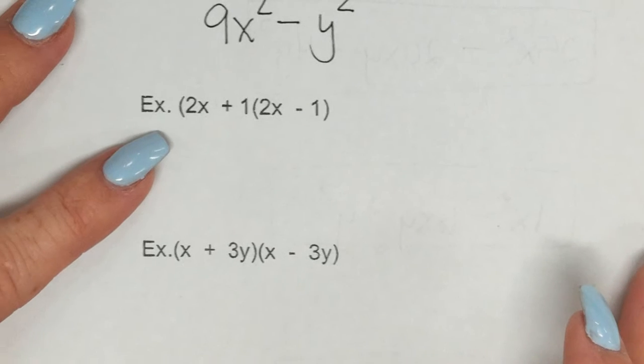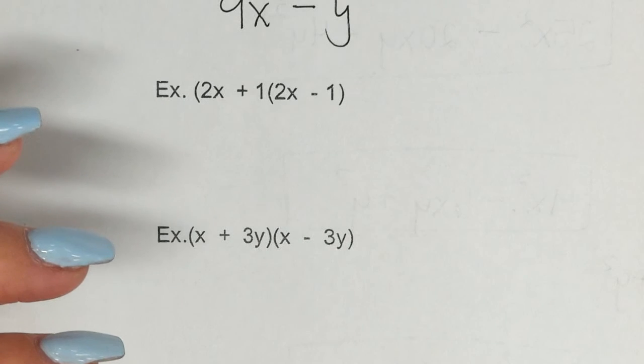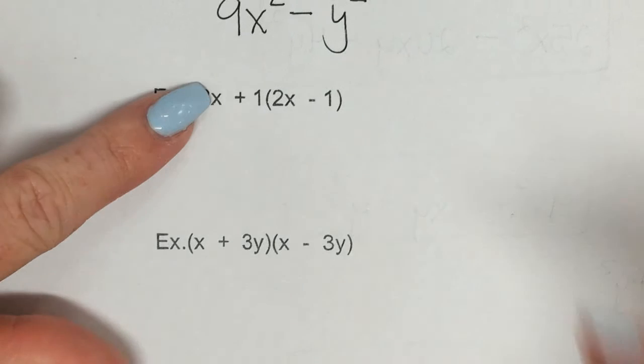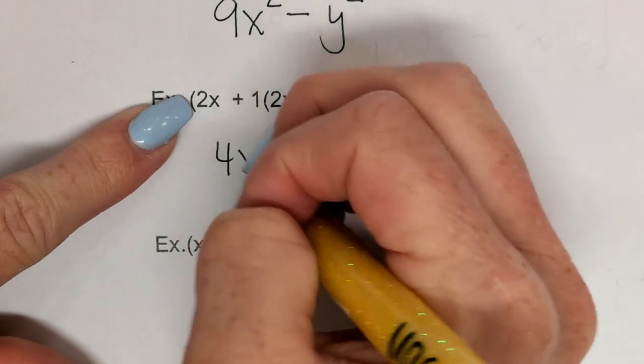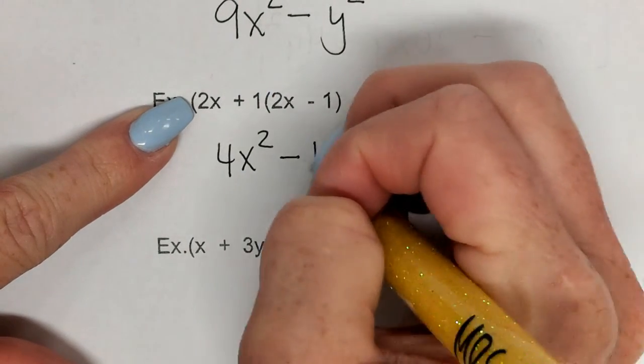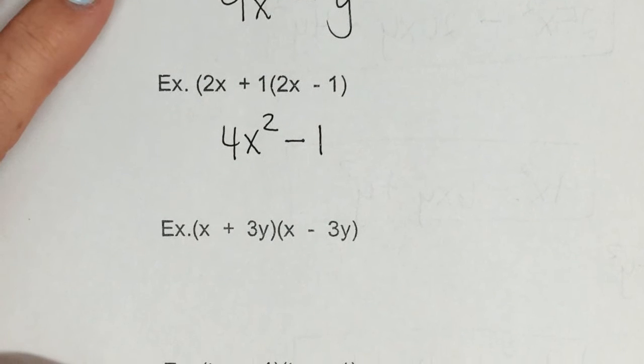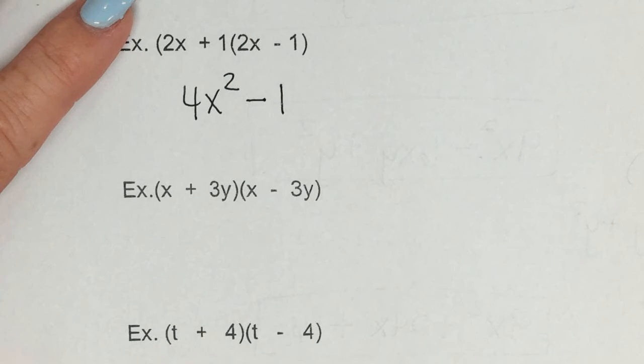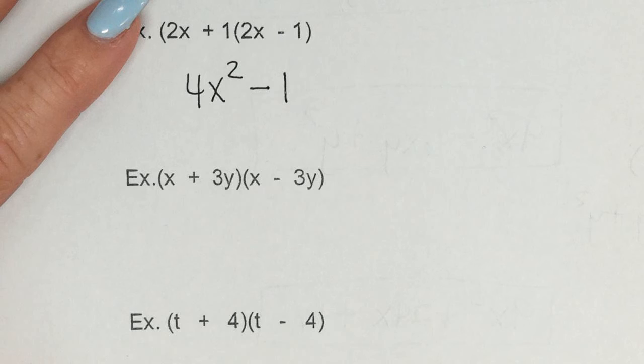Y'all want to try the next one on your own? Oh, you didn't even give us the second parenthesis. All right, so you would have gotten 4x squared minus 1. What is 1 squared, Christopher? 1. Yeah, 1 times negative 1 times negative 1 is positive 1.